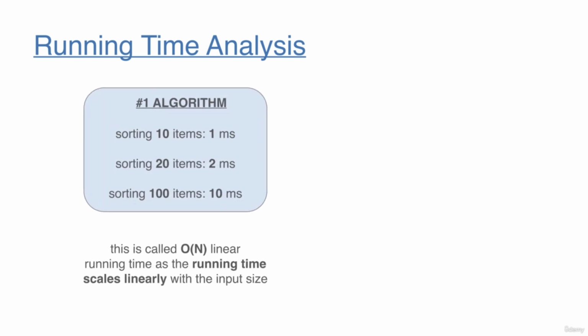So for example, we have the first algorithm, and we measure the running times in milliseconds. So we come to the conclusion that sorting 10 items, so when the input size is 10, we will end up with 1 millisecond as the running time. If we have twice the size of the input, so we sort 20 items with the algorithm, then the running time is 2 milliseconds. So as you can see, double the input size, double the running time. If we have 100 items we would like to sort, then it can be done in 10 milliseconds. So 10 times the number of items, so 10 times the input size essentially, 10 times the running time.